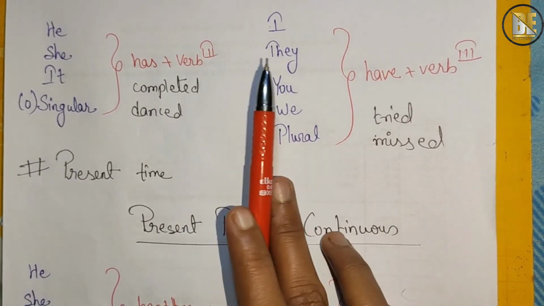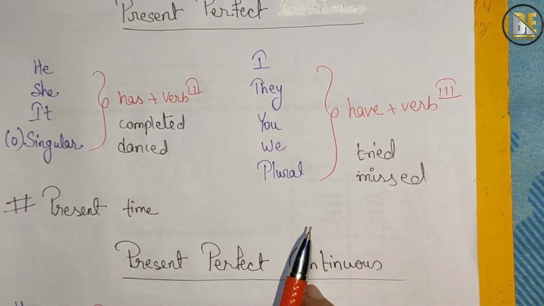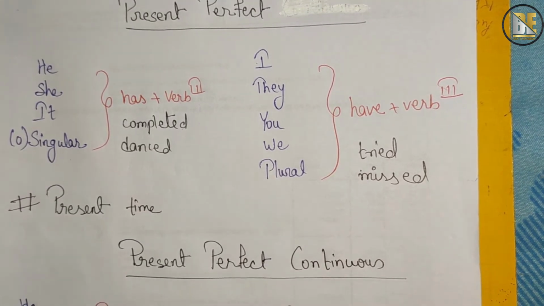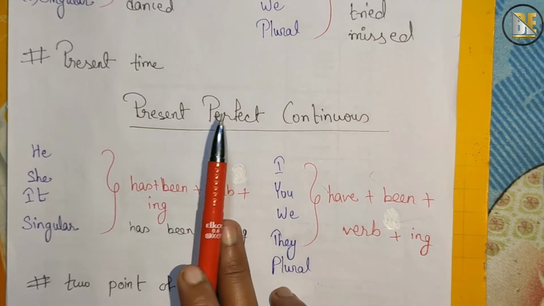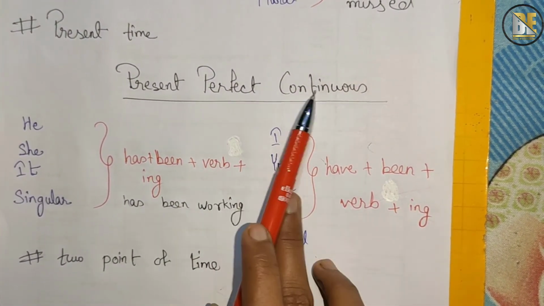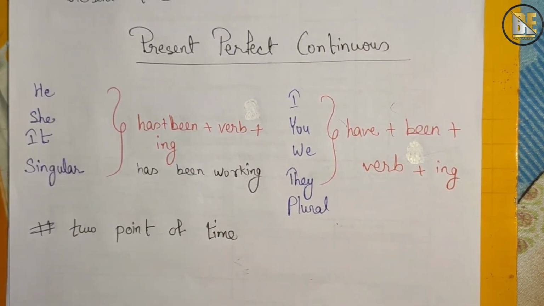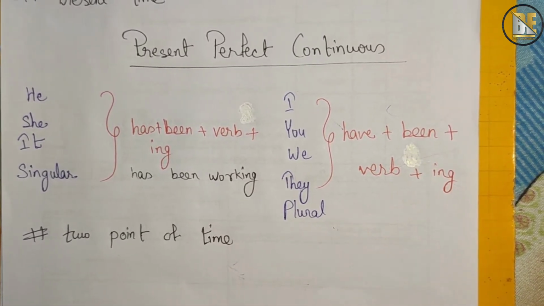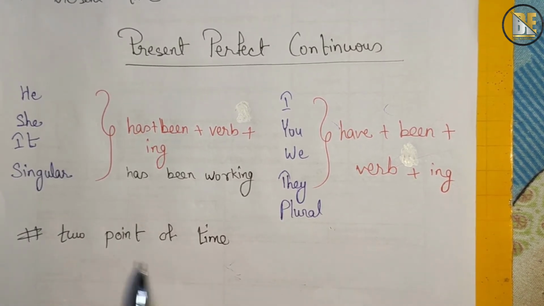If you have any doubt regarding the present perfect tense, you can see our previous video, where I already discussed it, and you can also go through the slides coming over here. The next is present perfect continuous tense. It is a combination of two tenses, perfect and continuous. That means some action has started in the past and it is still going on, continuing in the present. In that case, we use present perfect continuous tense.